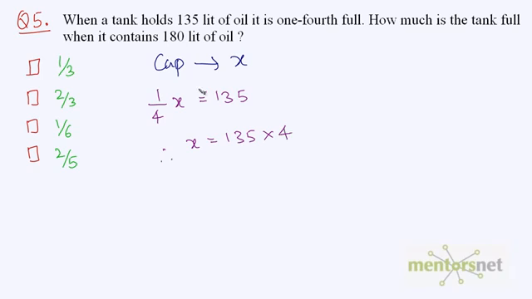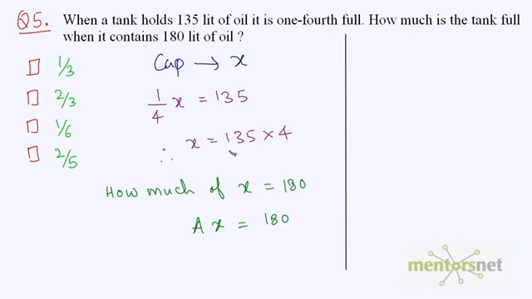Let's keep it as it is. Let's move on to what is being asked. How much of the tank is full when it is 180 liters full? So literally it is asking how much of x is equal to 180 liters. So this is a fraction of x. Let us assume that this fraction is a. So a of x is equal to 180. But the value of x is 135 times 4. So a into 135 times 4 is equal to 180.